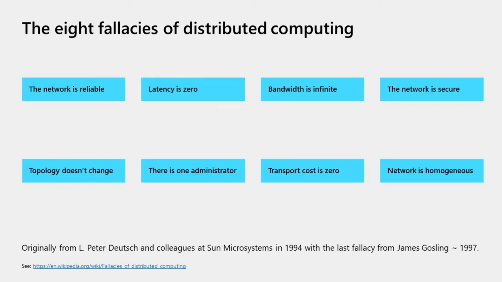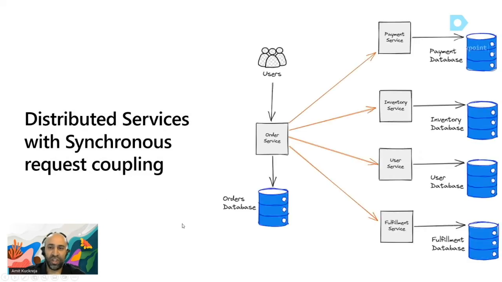Number seven, transport cost. There's costs with network calls, especially if you're going across networks, across regions and zones. These are all things which need to be considered. And so if we extend the previous diagram I had around the ordering service out to a few more services.